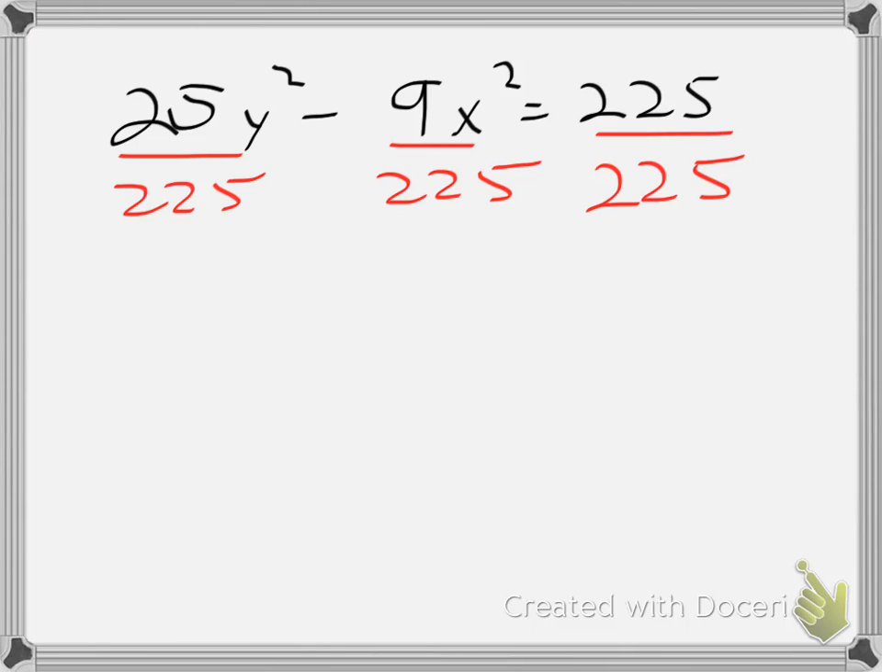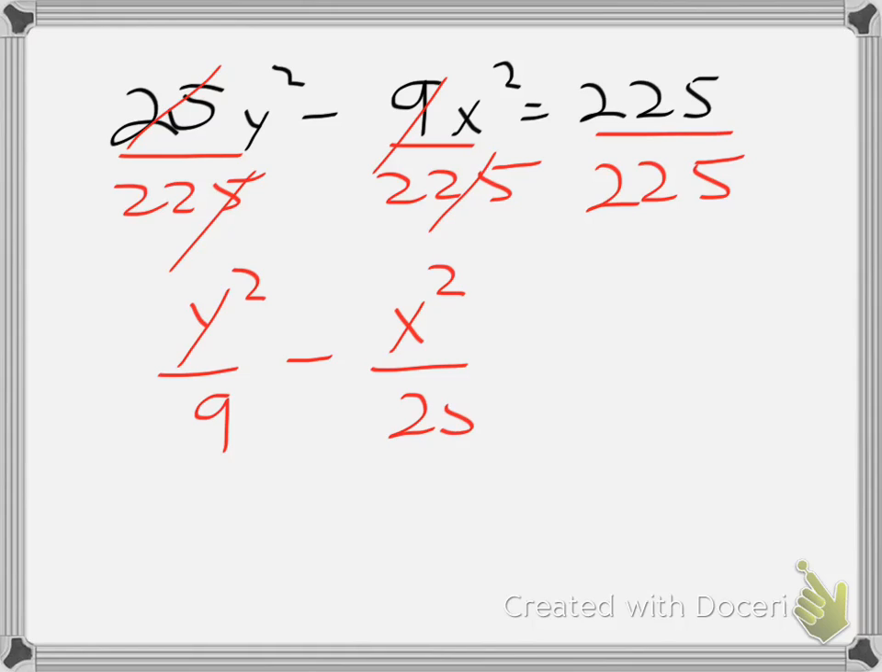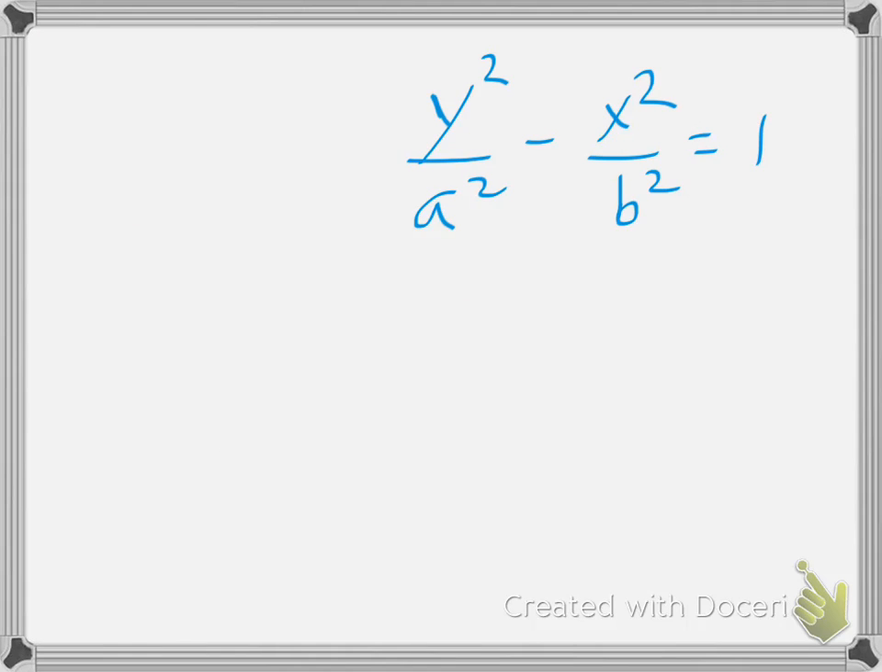And these will reduce. 25 and 225 can reduce to 9. So now I'll have y squared over 9. 9 and 225 reduced to 25, so x squared over 25. And of course I have 1. Now I have a more familiar form for this hyperbola: y squared over a term minus x squared over a term equals 1. That matches up to my general form, which is y squared over a squared minus x squared over b squared.